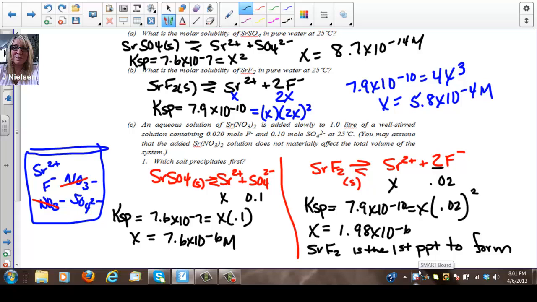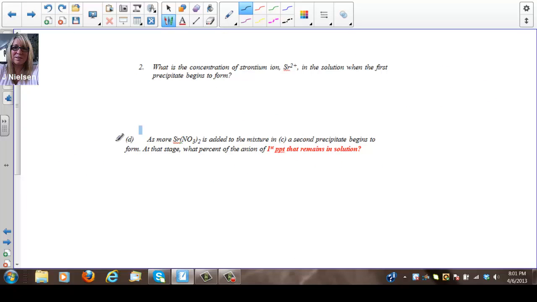And the last one, it says, what is the concentration of the strontium ion in the solution when the first precipitate forms? We just figured that out. It was 1.98 times 10 to the minus 6 molar. That's kind of weird the way they wrote that. In this last question, you're missing the ending. I wrote it in red.